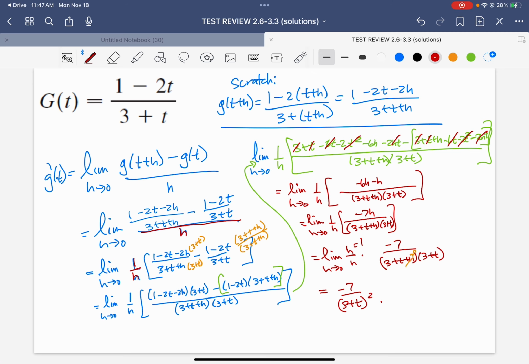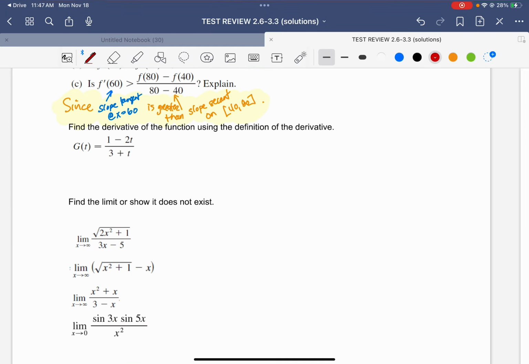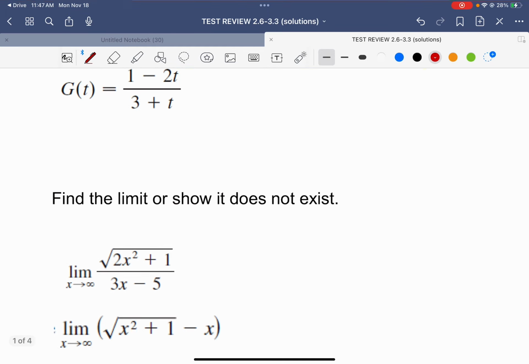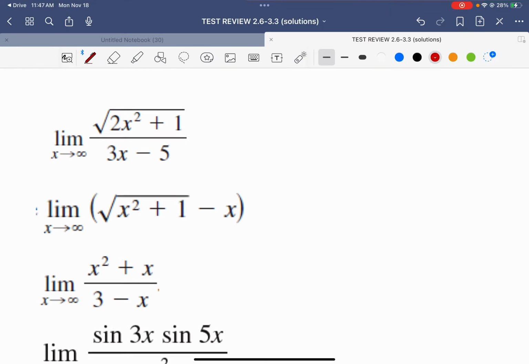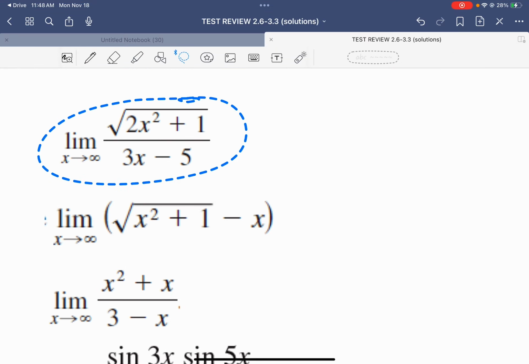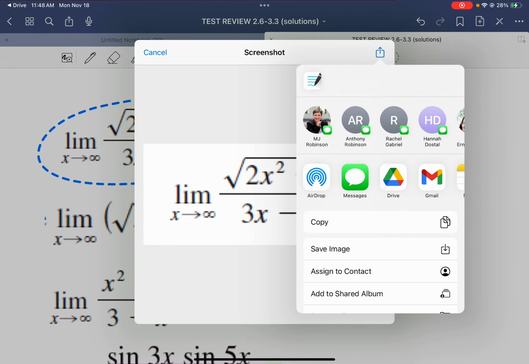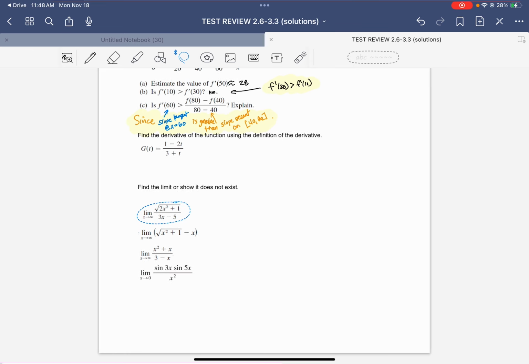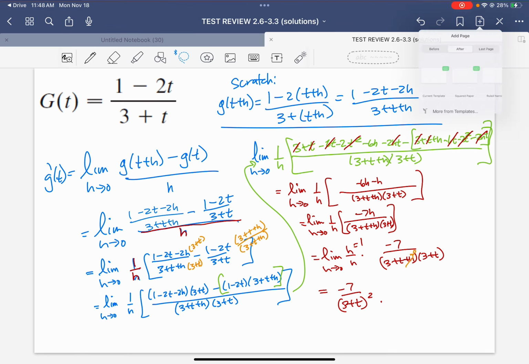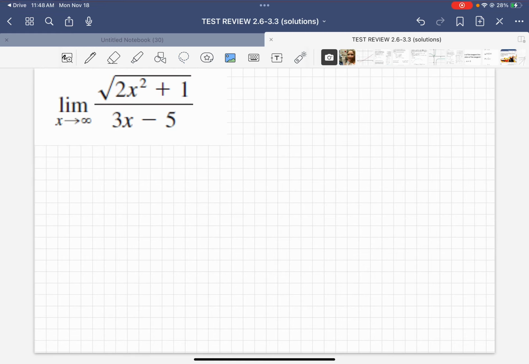So now what we're going to do is go back here, and it wants us to either take these limits or show that they do not exist. So I'm going to take this limit here. I'm going to take a screenshot, copy, so add a page after. Oh no, that's fine. Should paste, so it looks like this.